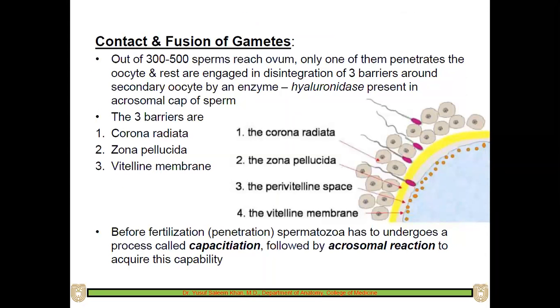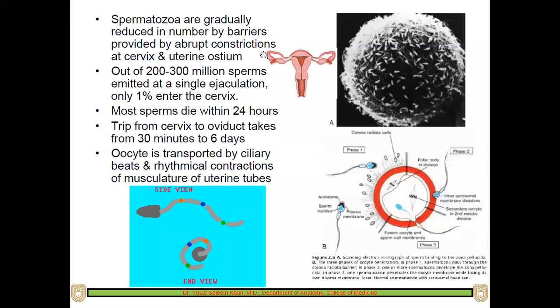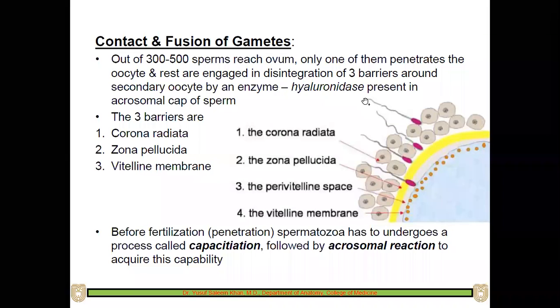So now the second stage is contact and fusion of the gametes. Out of the 200 to 300 million sperms which we saw are released with each ejaculation, only 2 to 3 million will reach the cervix, and out of that, only 300 to 500 sperms actually reach the ovum. So the sperms covering this oocyte are only 300 to 500 sperms out of the millions. And out of these 300 to 500 sperms, only one is able to penetrate.